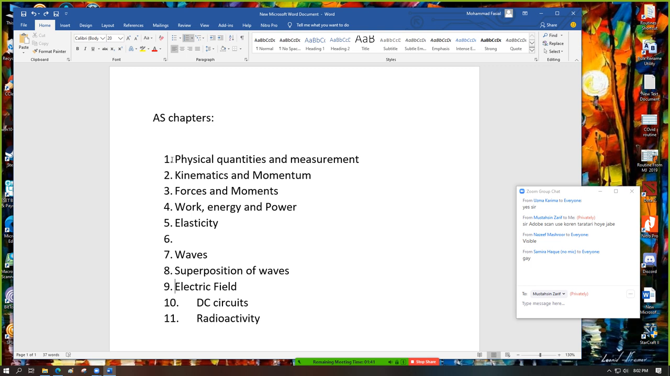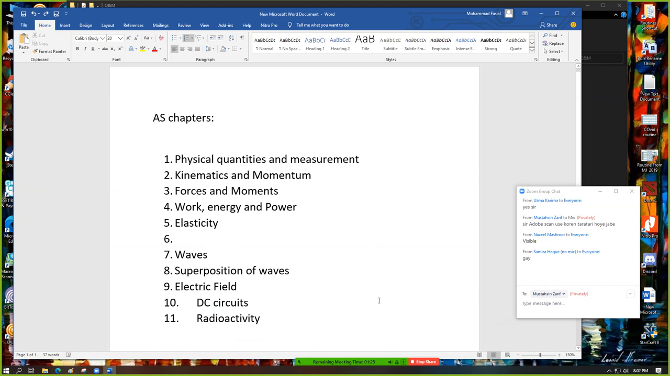In your AS syllabus, you essentially have three papers: paper 1, paper 2, and paper 3. Paper 1 is the MCQ paper, which I believe we can have a look at, but you don't have to, I can tell you anyway. Paper 1 is the MCQ paper.